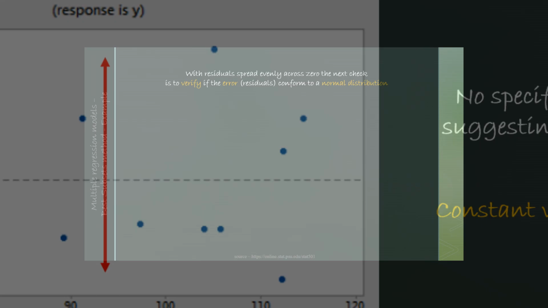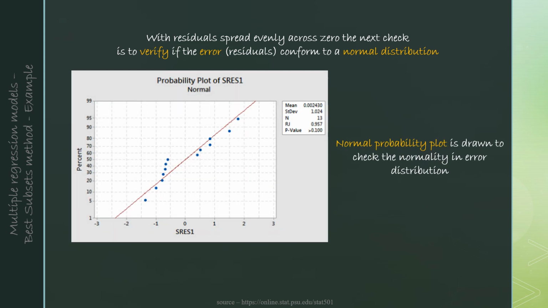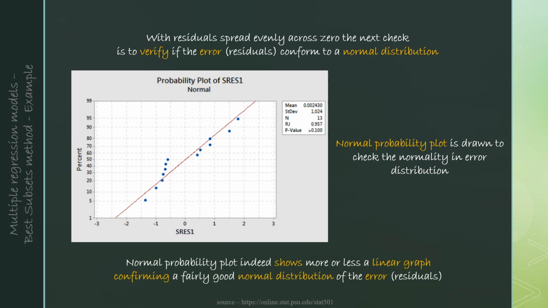With residuals spread evenly across 0, the next check is to verify if the error or residuals conform to a normal distribution. The normal probability plot is drawn to check the normality in error distribution. The normal probability plot indeed shows more or less a linear graph, confirming a fairly good normal distribution of the error or the residuals.